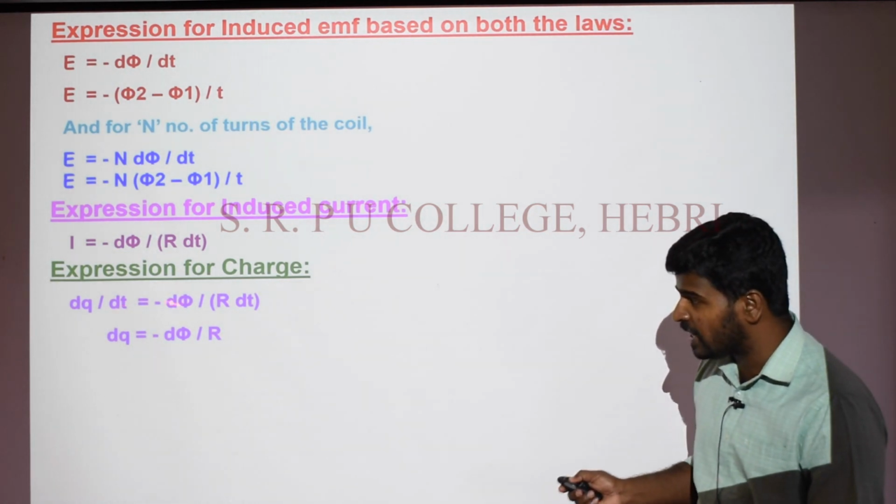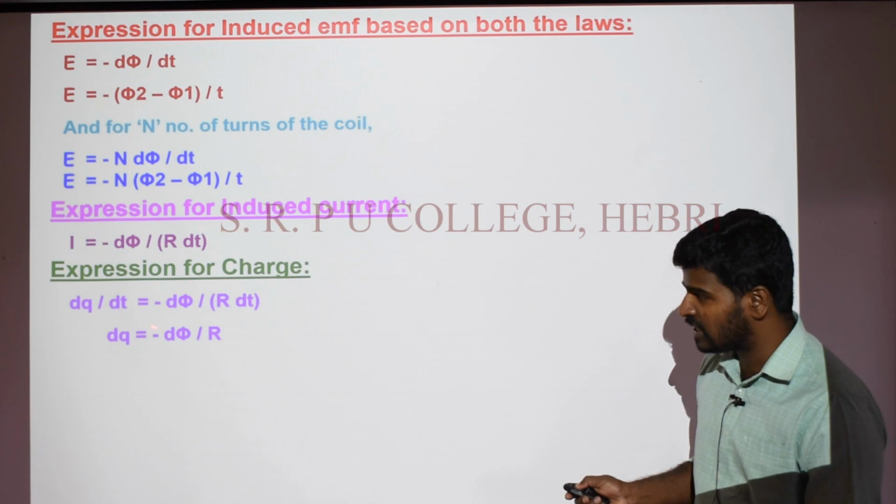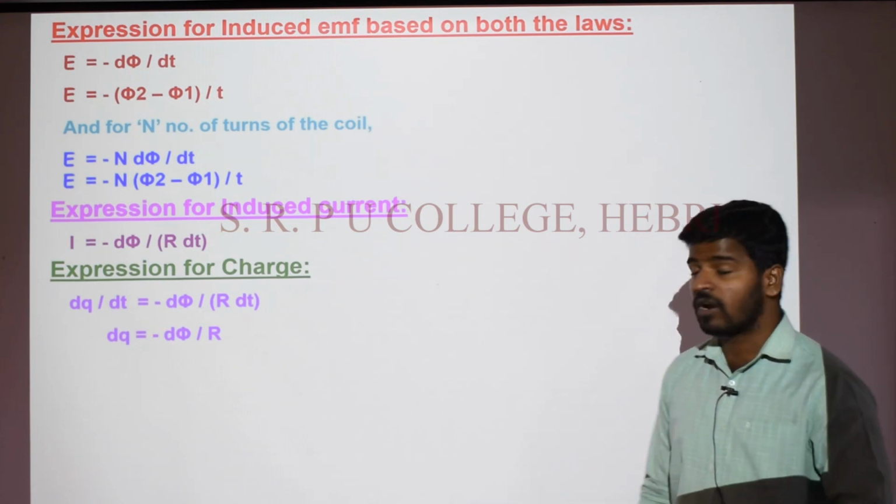In that, the term dt gets cancelled. Therefore, dq is equal to minus d phi divided by R. Yes, what about the conclusion?